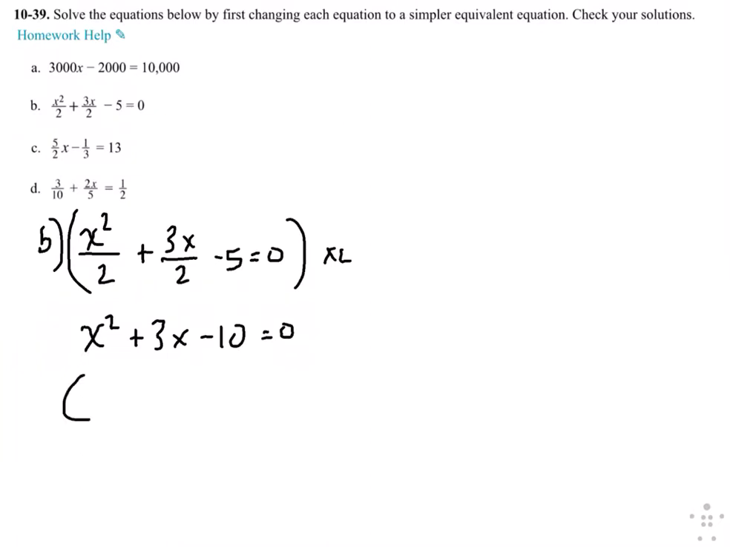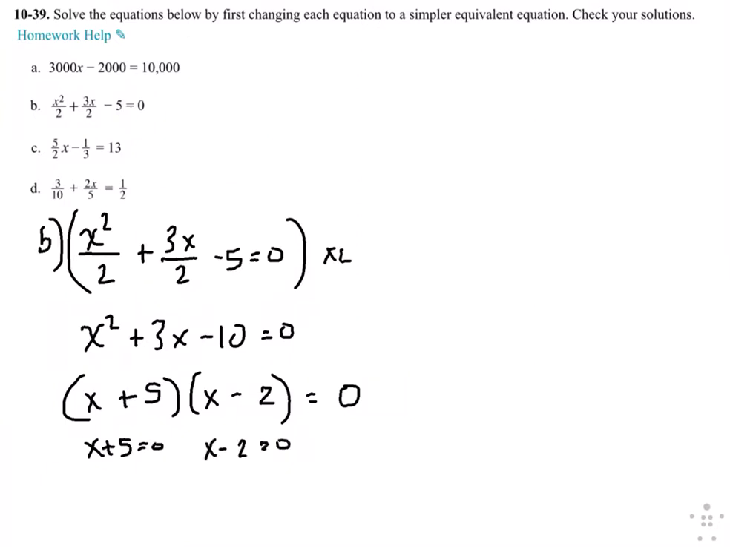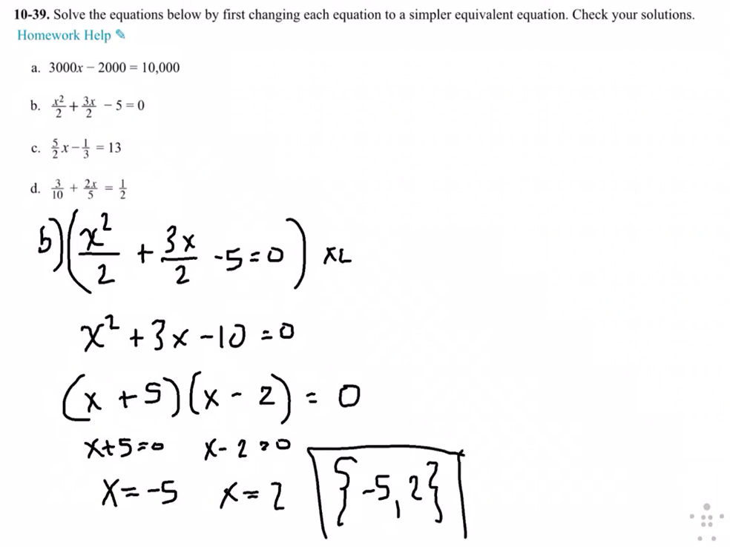So now we have a quadratic, right? And let's see if we can factor it. We know it's x and x. And now what times what is negative 10 and added gives us positive 3? So that's plus 5 minus 2. So x plus 5 is 0, or x minus 2 is 0 because of the zero product property. So x equals negative 5, and x equals 2. Negative 5 and 2 is the solution set.